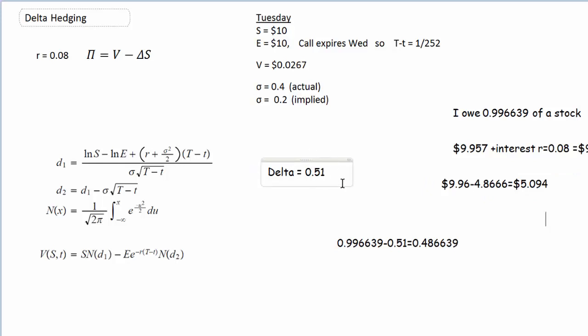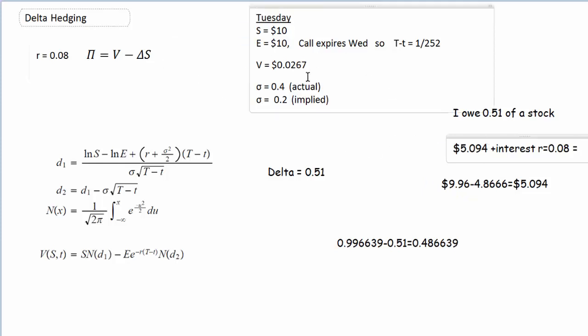This is how much of a stock I now owe. So let's change this. I now owe 0.5 of a stock. I've got that much cash. I'm going to make some interest overnight. This is what I owe on Tuesday: 0.51 of a stock. I still own this call option. It's not worth that much. And I've got $5.09 in cash in my pocket.